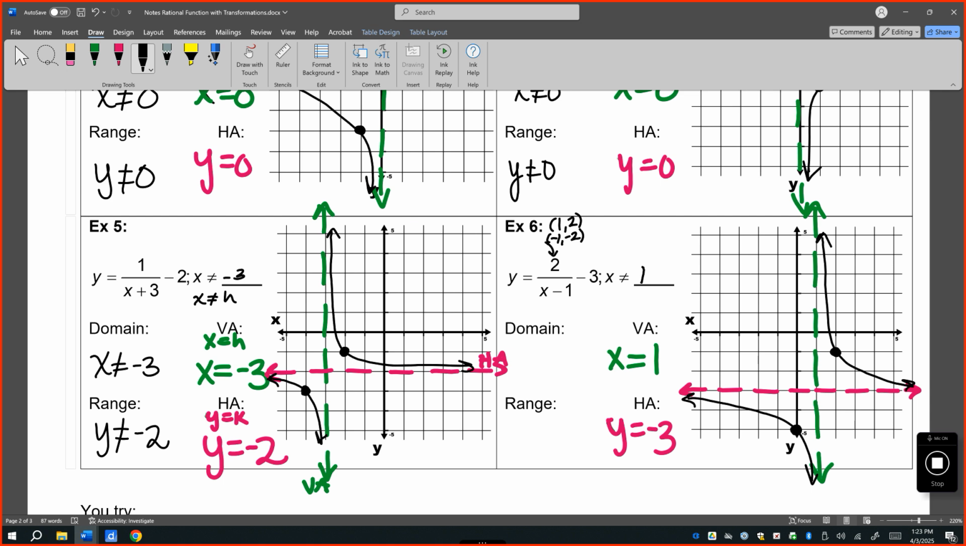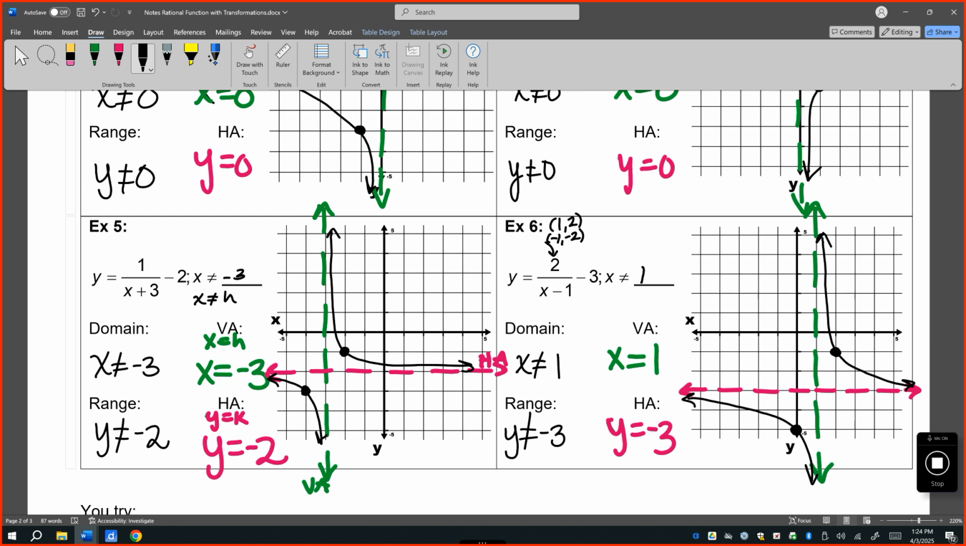Okay. Domain. x is all real numbers except for 1. Range, y is all real numbers except for -3. Okay? And now you just have various variations of that.